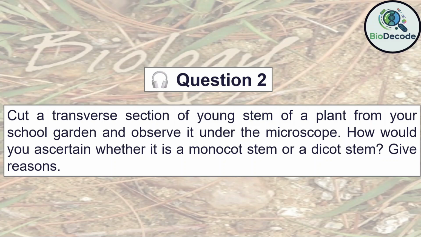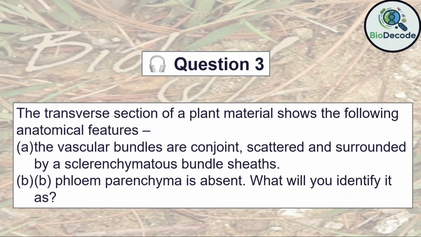In the transverse section of a dicot stem, vascular bundles form a complete ring near the periphery. In the monocot stem, vascular bundles are randomly scattered, giving a characteristic spotted appearance under the microscope. With the knowledge of these structural features, we can now proceed to the next question that involves interpreting vascular arrangement in plant sections. Question 3.